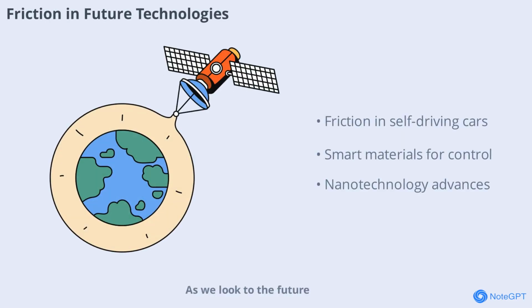As we look to the future, sliding friction will continue to play a key role in new technologies. From self-driving cars to advanced robotics, engineers are developing ways to control friction for better performance and safety. Nanotechnology and smart materials promise even greater control at the smallest scales. The future of friction is full of exciting possibilities.